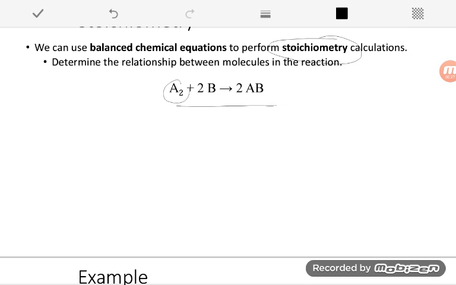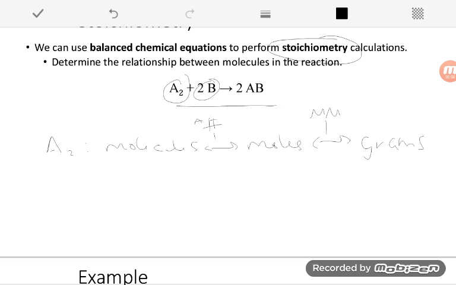So let's consider this fake balanced equation there. If I was interested in molecule A2, I should be able to go from molecules, convert that into moles, and then convert that into grams. We learned how to do this before. Between molecules and moles, I use Avogadro's number, that's 6.022 times 10 to the 23rd. And to go between moles and grams, I use the molar mass, which we get from the periodic table.